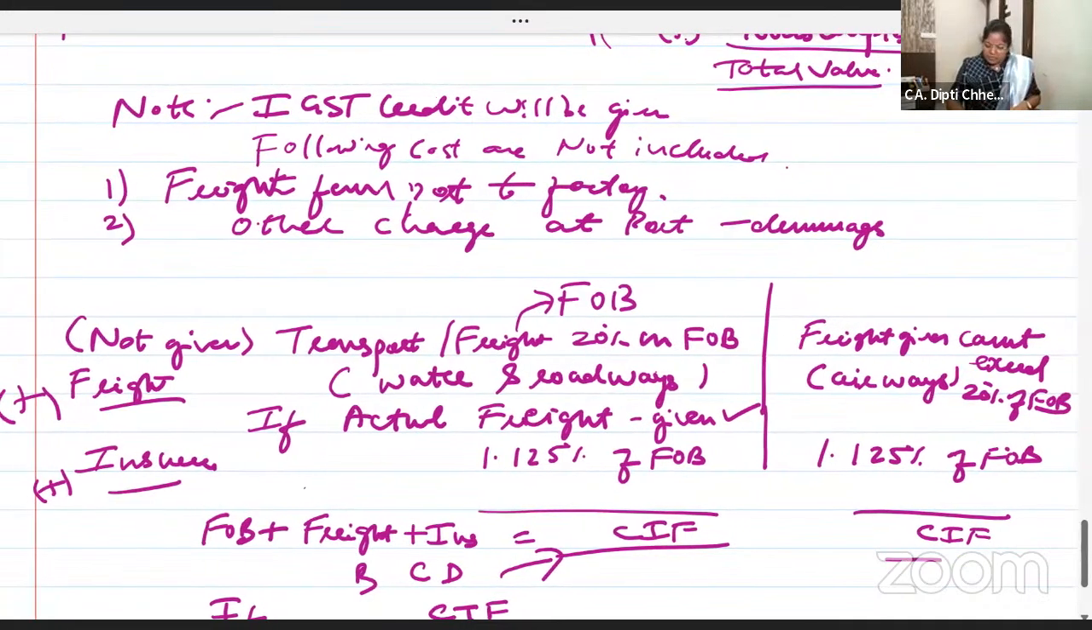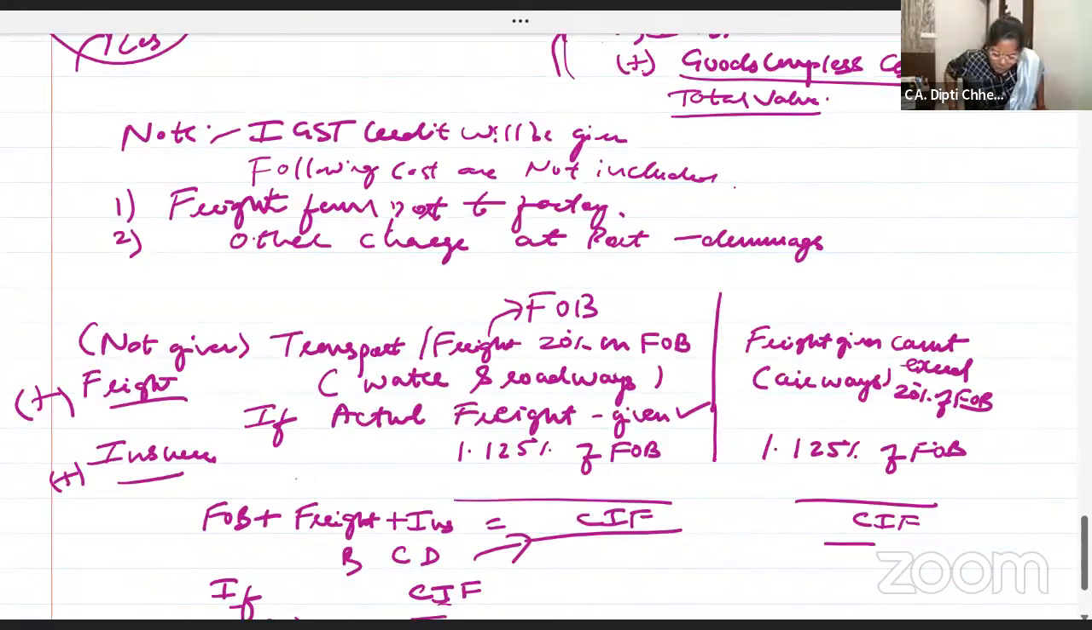Okay. A lot of patiently, carefully I am teaching, and if you want time to write this, let me know. Only in case of airfare, इसको 5-star, Kit Kat, Eclairs, Dairy Milk, सब खिला दो. Very important for solving the questions and very important for MCQs. In case of waterways, roadways, if they give actual freight, take actual freight. If they don't give, take freight as 20% of the FOB. In case of airways, even if they give actual freight, it cannot exceed 20% of the FOB.